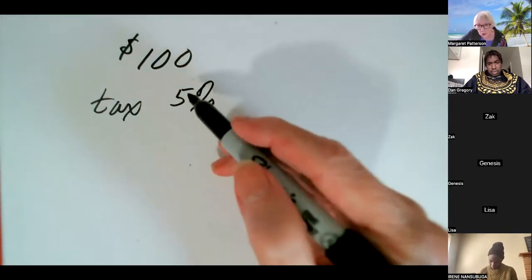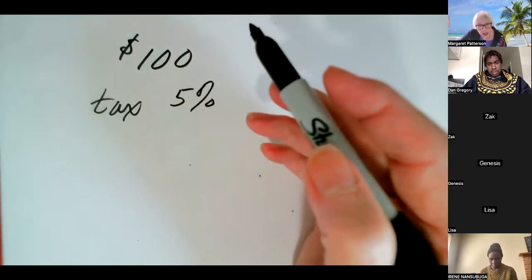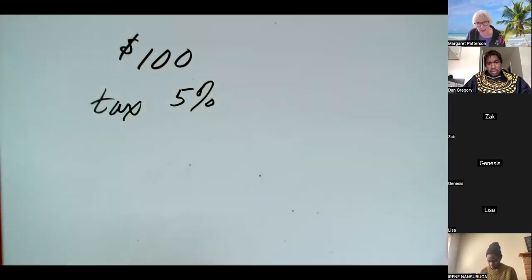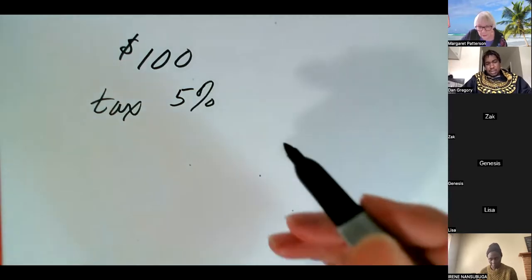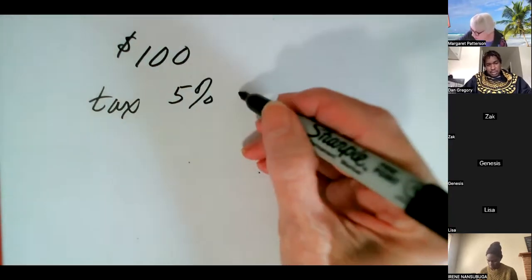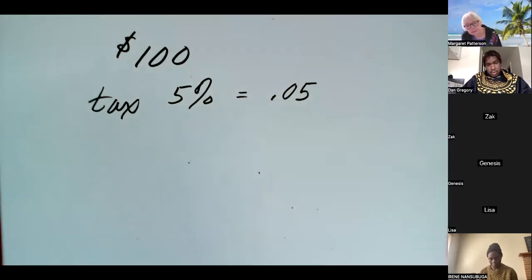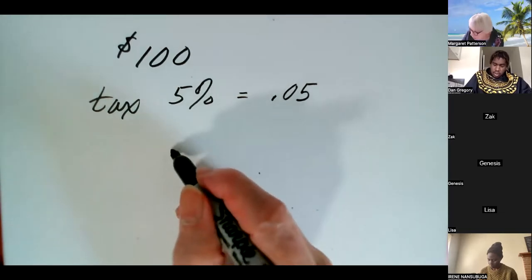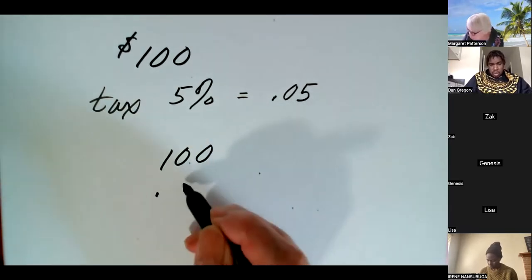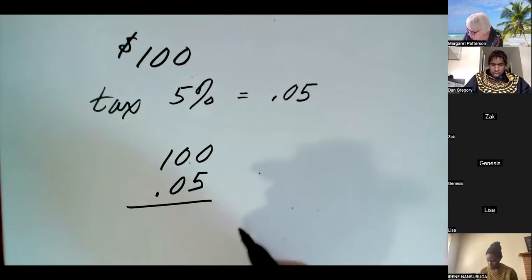So we're not going to multiply 5 by 100 because that would be $500 tax. That'd be terrible. Can you appreciate it? So 5%, I'm going to go the decimal way for now, okay? 0.05. So it's really 100 times 0.05. Let's do the decimal way.